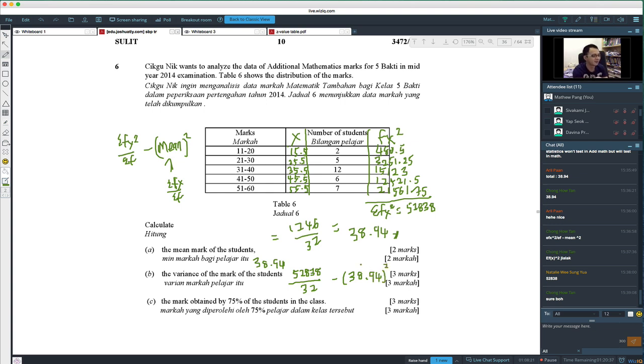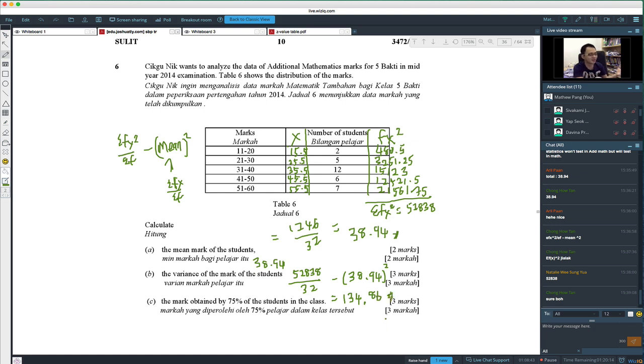52838 divided by 32, okay, minus 38.94 square. Then I will get 134 point. My variance is 134.86. Yeah, you just double check, see whether it's correct or not, but should be okay.